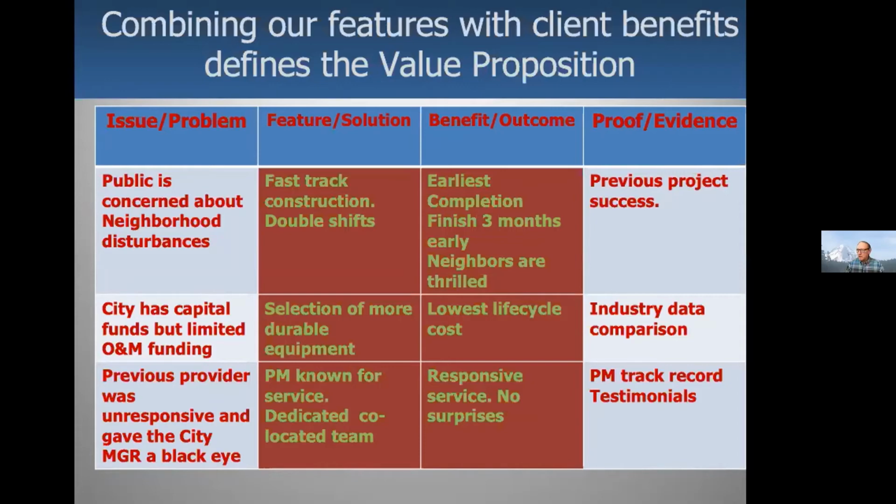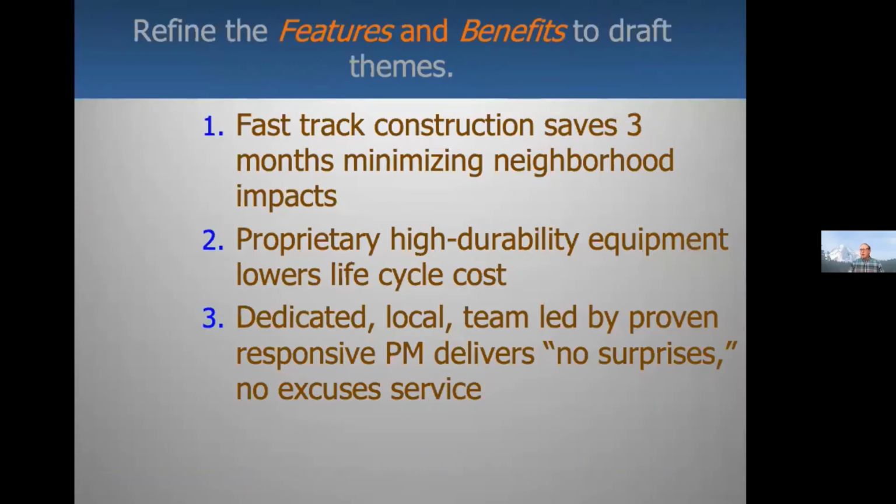Well, that's a mouthful. So what we'd like to do is get this down to some nice, terse statements that are memorable, they're sticky, and convincing. So we did a little mashing up, and this is what we came up with. Number 1, fast track construction saves 3 months and minimizes neighborhood impacts. Number 2, proprietary high durability equipment lowers your life cycle cost. And 3rd, dedicated local team led by a proven responsive PM delivers no surprises service.